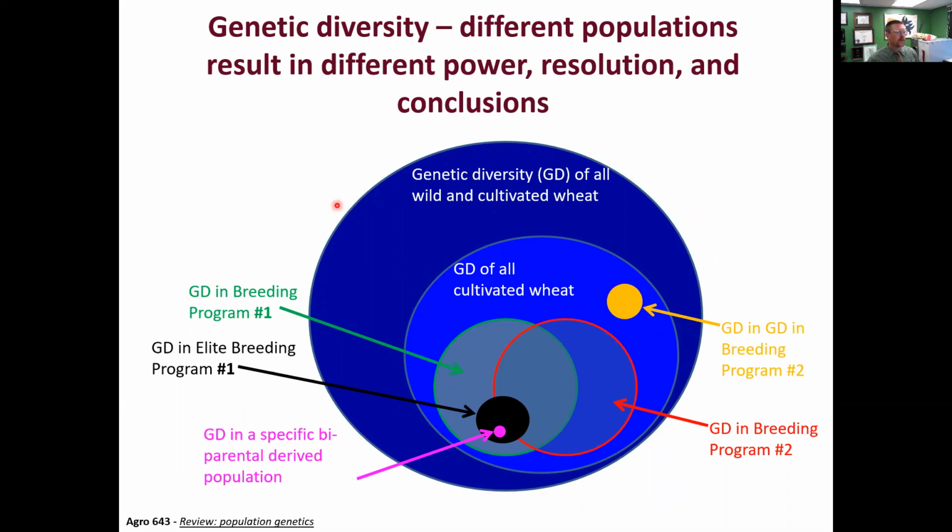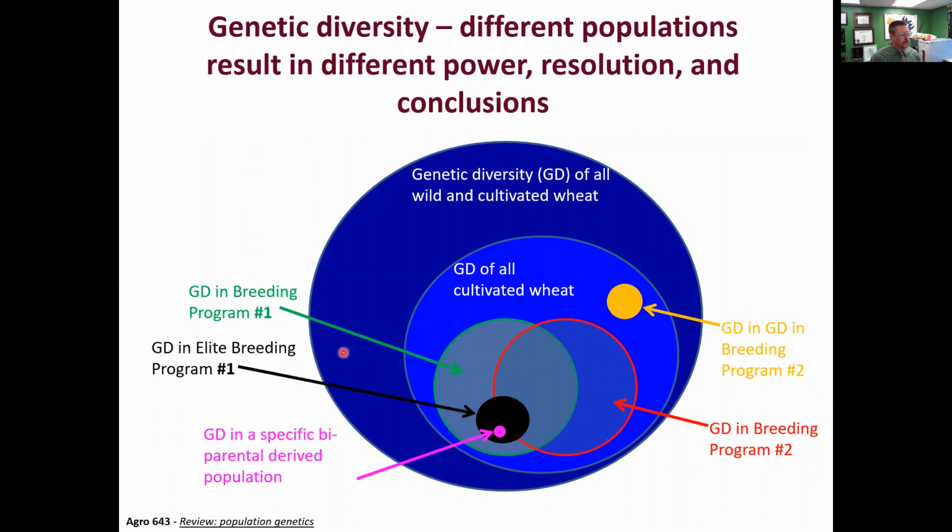So this is just an example of what maybe all the genetic diversity of wild and cultivated wheat looks like. Now, once we went through that bottleneck of domestication, it's going to reduce some of the genetic diversity, right? And then within any individual breeding program, they're using a subset of that genetic diversity. So in breeding program 1, for instance, they may have some of the same material as breeding program 2, which may exist in different regions throughout the country or throughout the world. And they may have different material than in another breeding program, which I should have labeled 3 here.